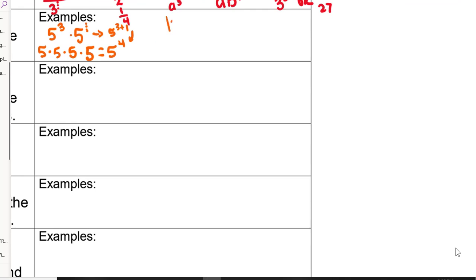Sometimes they'll give us k to the negative fourth times k to the sixth, so we're multiplying, same bases, must be the same base.